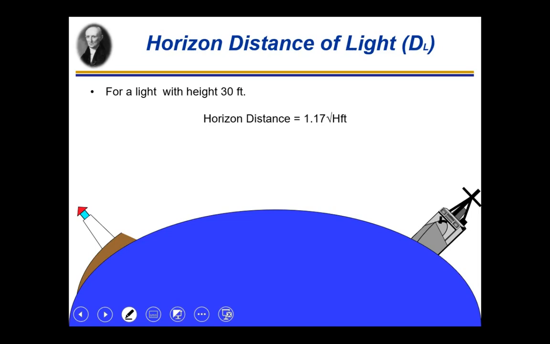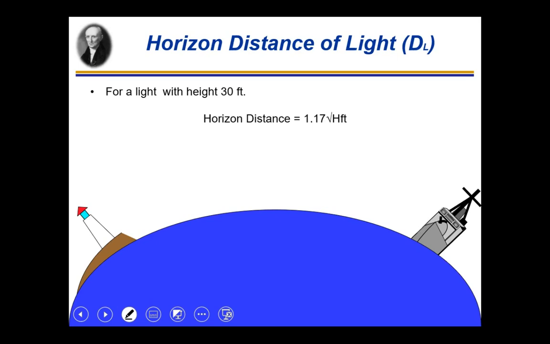Horizon distance of the light is the maximum, and I say maximum, distance a light can shine based upon its height above the waterline and the curvature of the Earth. Because the Earth is not flat, the Earth will at some point block the view of the light. So to determine this distance, we need to multiply the square root of the height of the light in units of feet by a factor of 1.17.